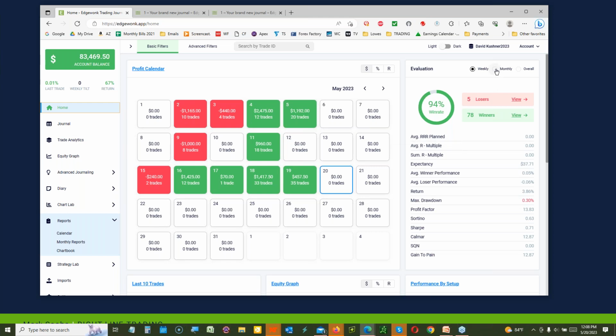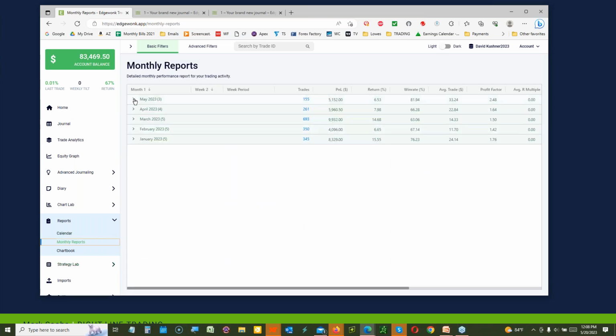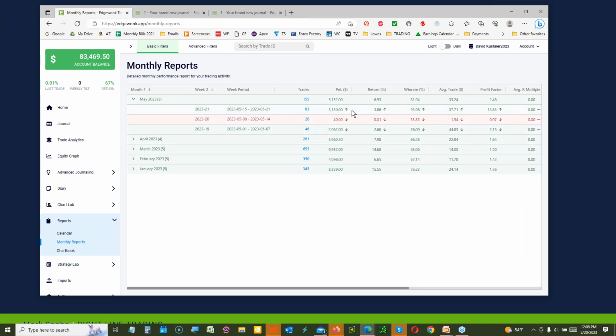So for this week, if I go down here and look at monthly reports, it shows me my weekly reports. For this week, we did $3,130. Last week, we were basically flat. The week before, we did $2,062.